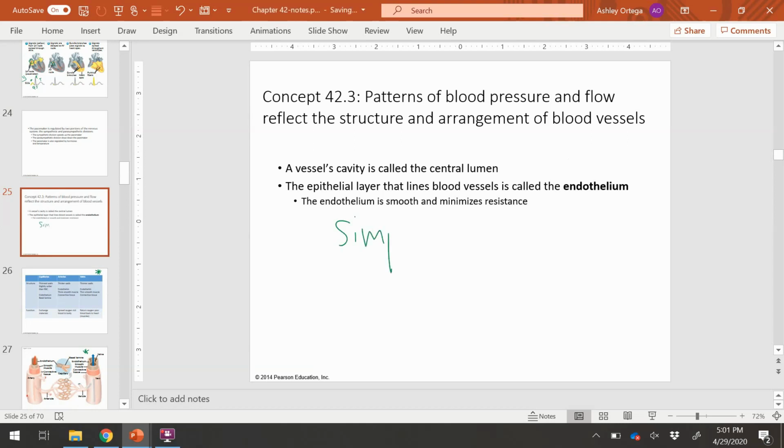If you remember from chapter 40, I believe, we looked at the cell types. Simple squamous cells.